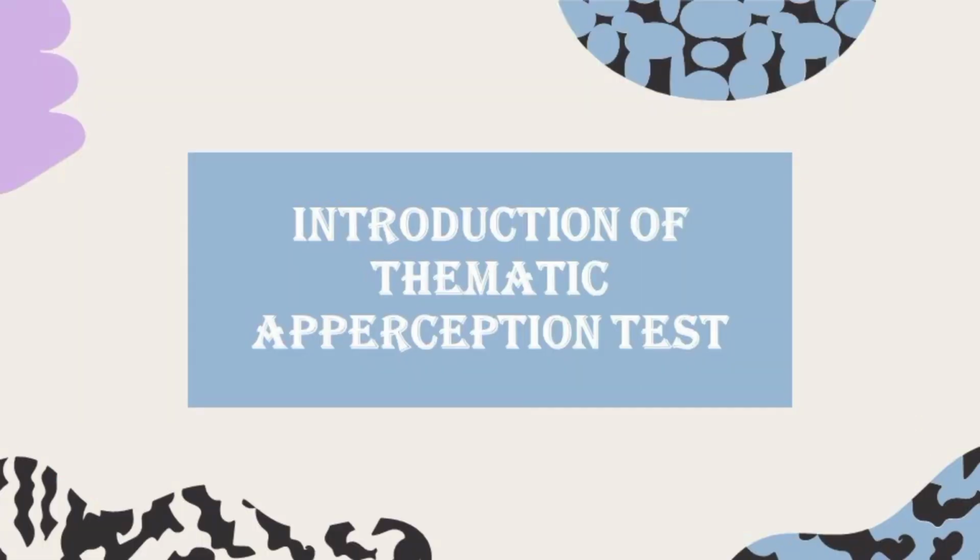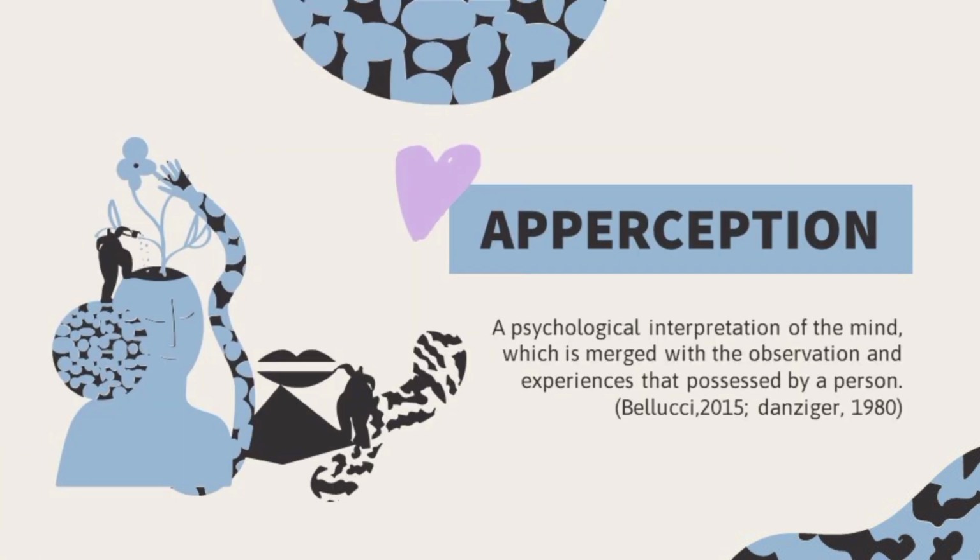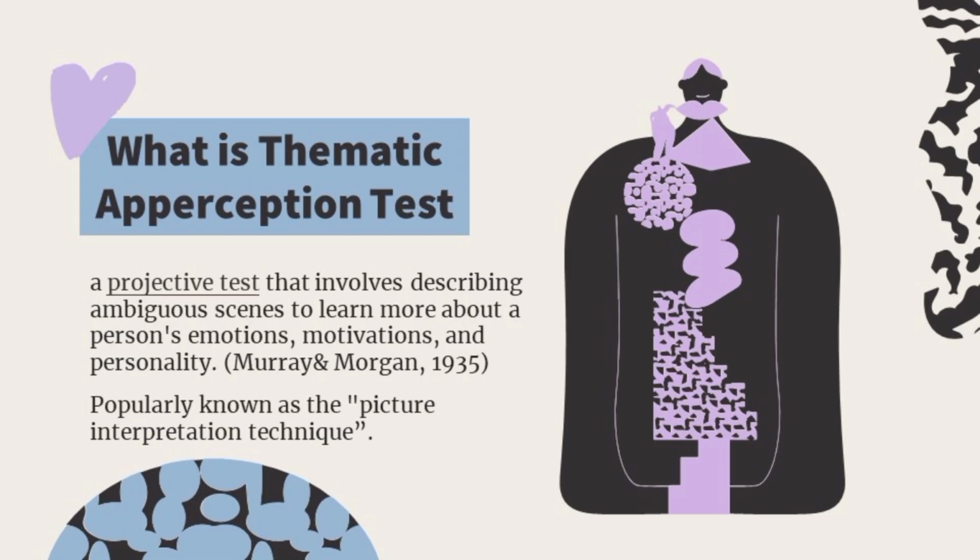Thank you, Hazratul Syaza. So I will continue to explain about the introduction of the thematic apperception test. Before I explain more deeply about this test, first let me explain what apperception is. According to Blue Sea 2015 and Denziger 1918, apperception is a psychological interpretation of the mind which is meshed with the observation and experience that is processed by a person.